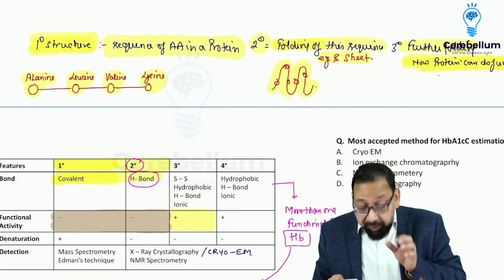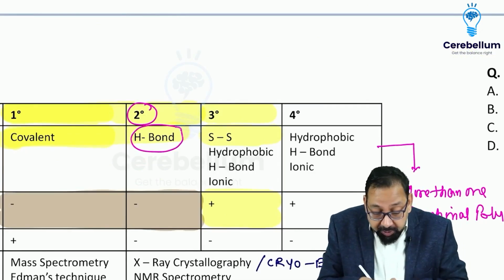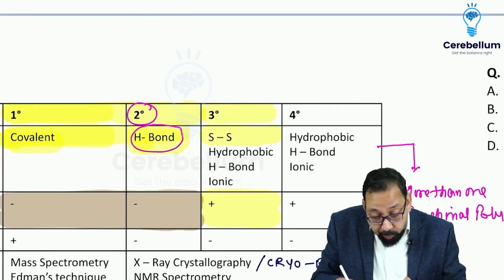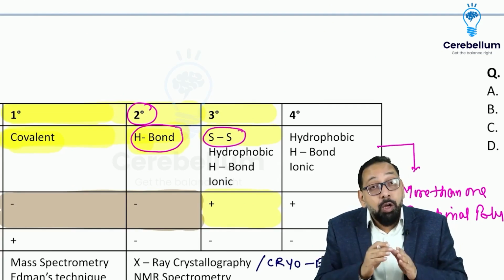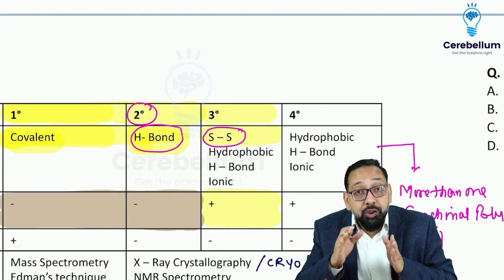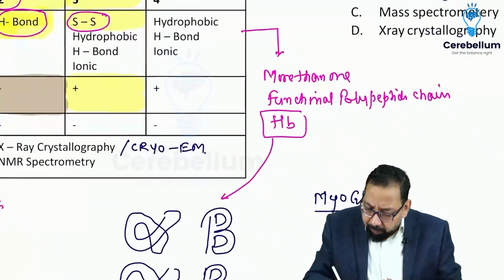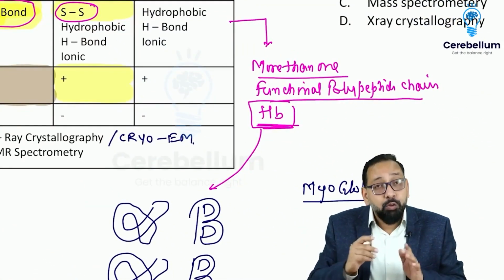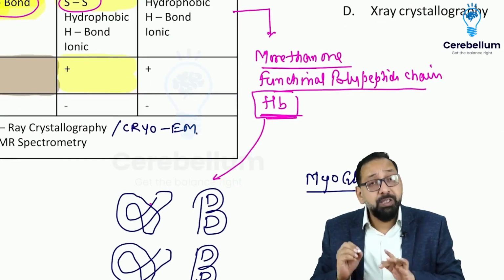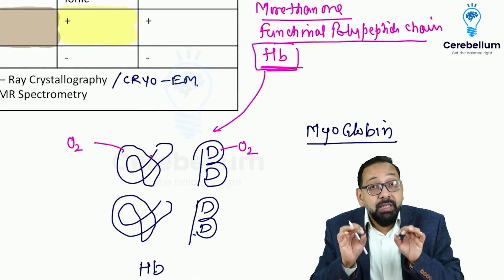The main bond of tertiary structure is the disulfide bond. This question is asked. So primary structure has covalent bond, secondary has hydrogen bond, and the main bond of tertiary structure is the disulfide bond. Now, more than one functional polypeptide chain is called quaternary structure, just like hemoglobin. Hemoglobin has 4 globin chains, and each globin chain can bind to 1 molecule of oxygen. Means each globin chain can do function.